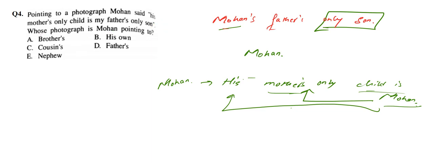The question was whose photograph is Mohan pointing to. So Mohan is pointing to his own photo. So option B will be the correct option, that is his own.